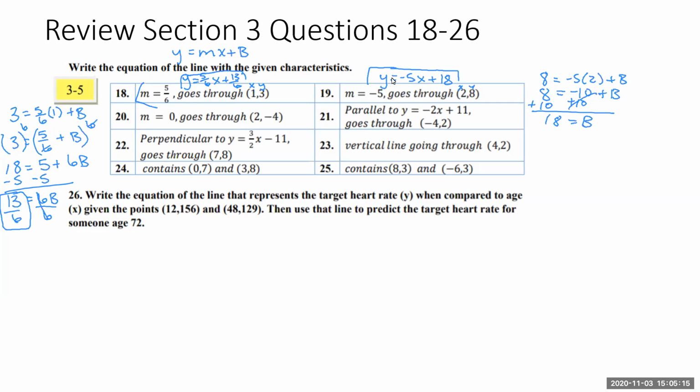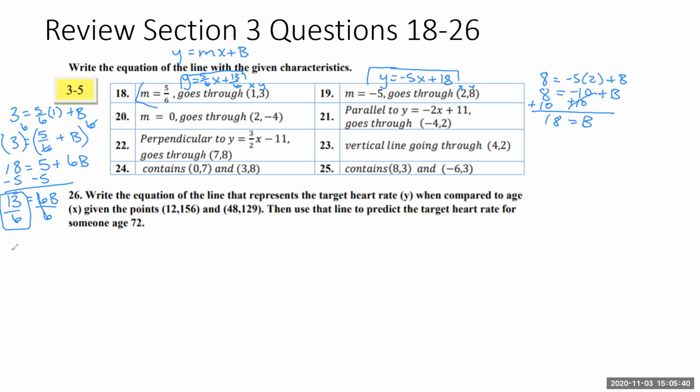So whenever we're creating the equation of a line, we leave y and x the same, but then we add in what we know of m and what we know of b to get the equation. Okay, coming over to 20. So we have m equals 0 and goes through (2, -4). So I'm going to use a different color for this one. But when we do 20, let's see.